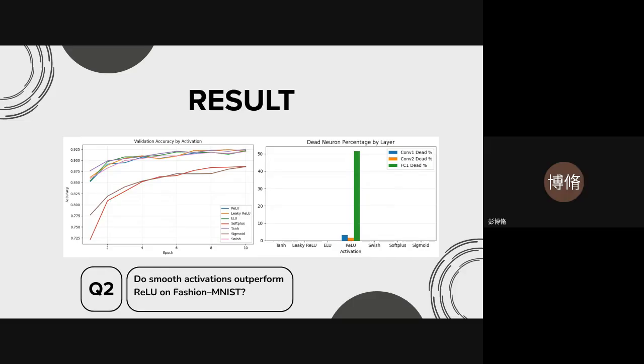Okay. Overall, the answer is slightly yes, but not by a large margin. From the accuracy curves, smooth activations such as ELU and swish achieve validation accuracy that is slightly better than or very close to ReLU. Tanh also performs strongly in this experiment. These functions seem to provide more stable learning and avoid the severe dead neuron problem seen in ReLU. However, not all smooth activations perform equally well. Softplus and sigmoid do not show the same advantage.